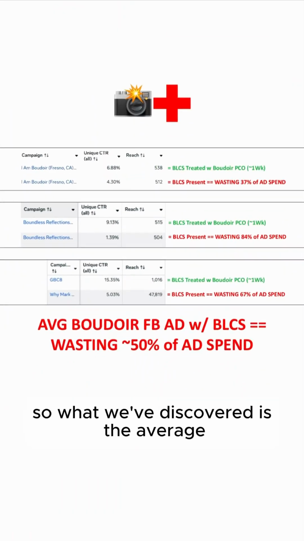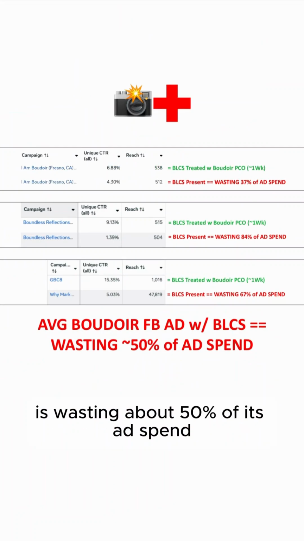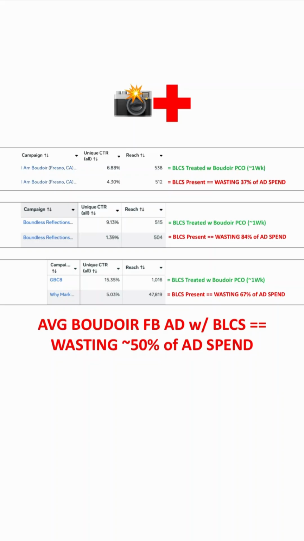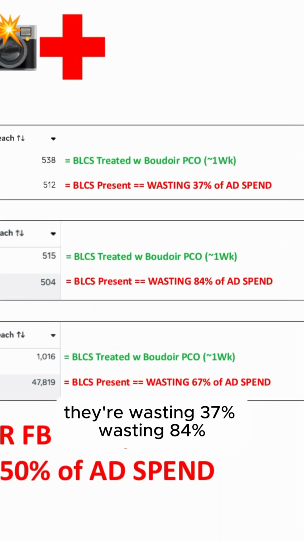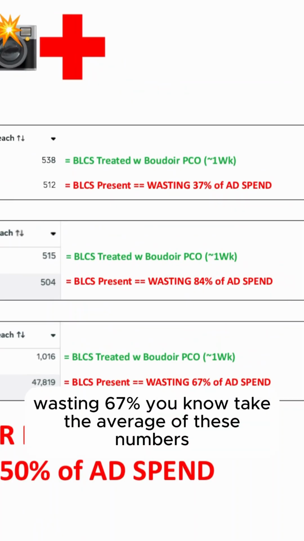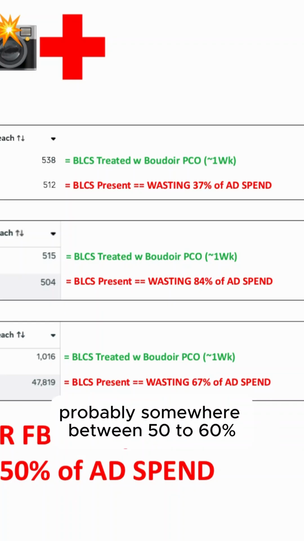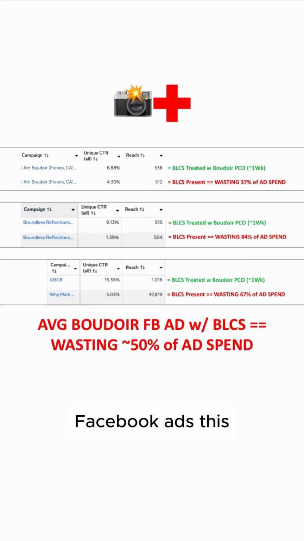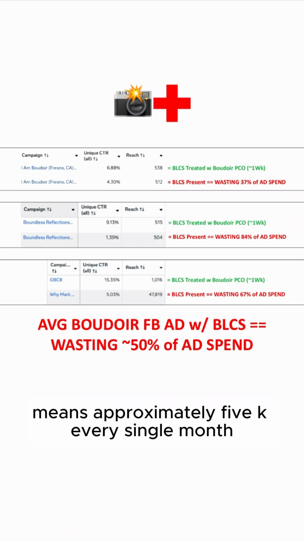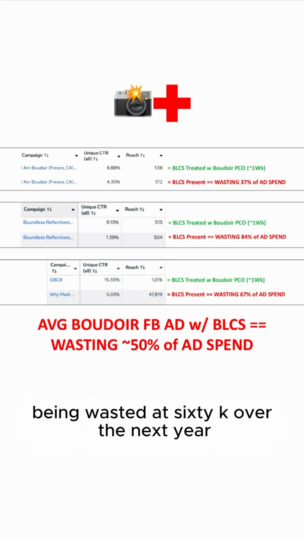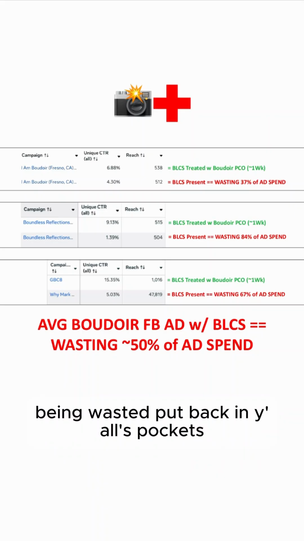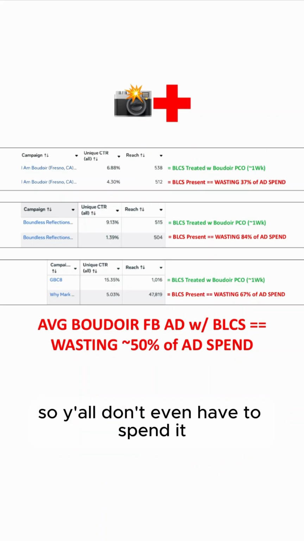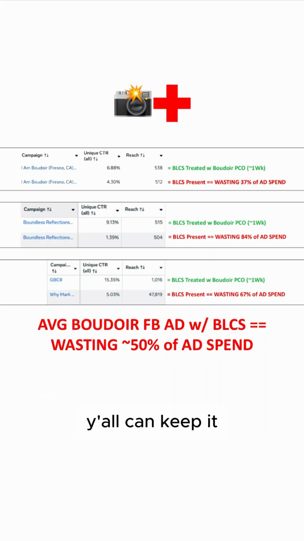So what we've discovered is the average boudoir Facebook ad with BLCS is wasting about 50% of its ad spend. I mean, look at the numbers here. They're wasting 37%, wasting 84%, wasting 67%. Take the average of these numbers, probably somewhere between 50 to 60%. So if they're spending 10 grand a month on boudoir Facebook ads, this means approximately 5K every single month is being wasted. That's 60K over the next year. That's approximately the amount we can eliminate being wasted, put back in y'all's pockets, so y'all don't even have to spend it. Y'all can keep it.